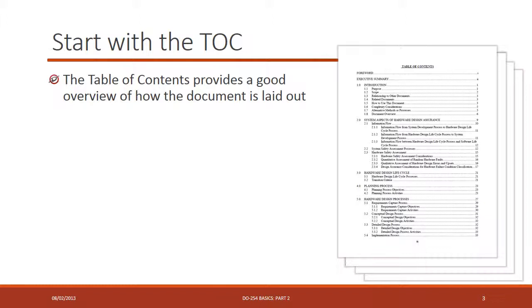So basically, start with the table of contents, and that seems kind of obvious. But actually, the table of contents of DO-254 is 4 pages long. It gets pretty detailed. You can at least scan through it to see the content and the flow of the content in the scope of DO-254. So I would start there and scan through the table of contents.